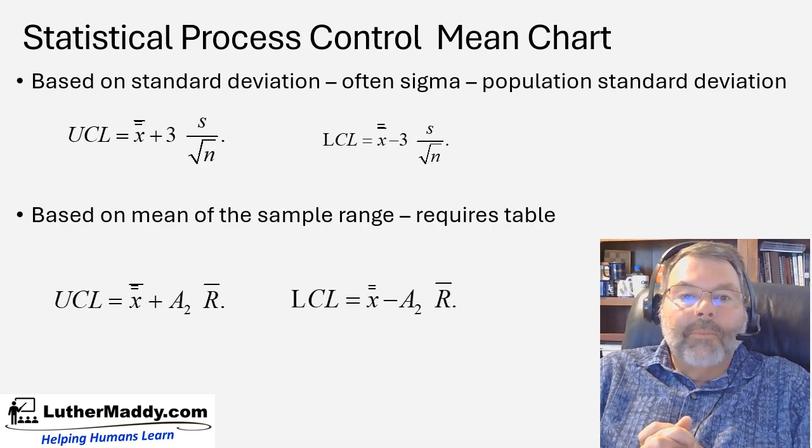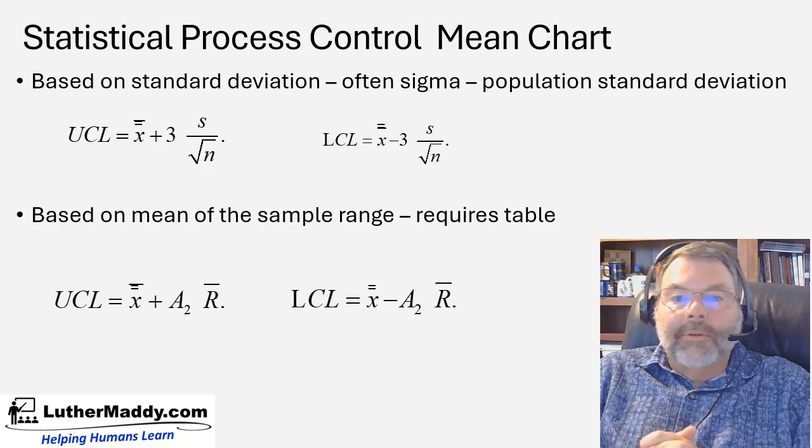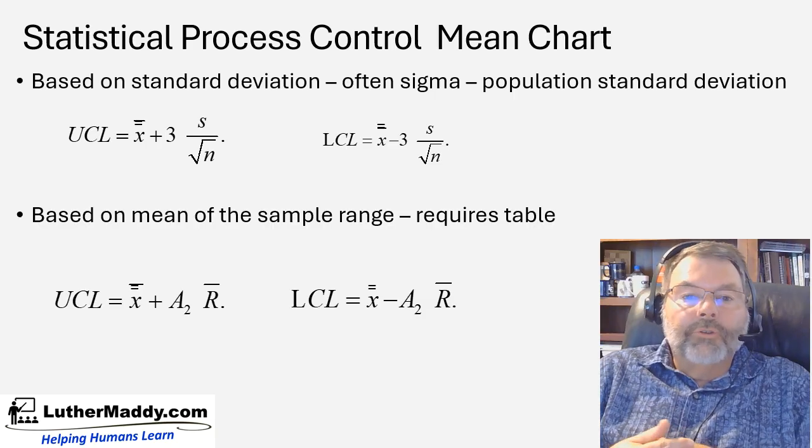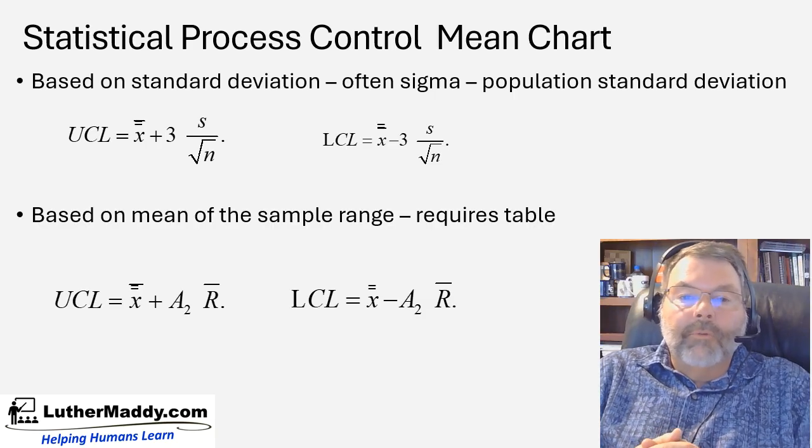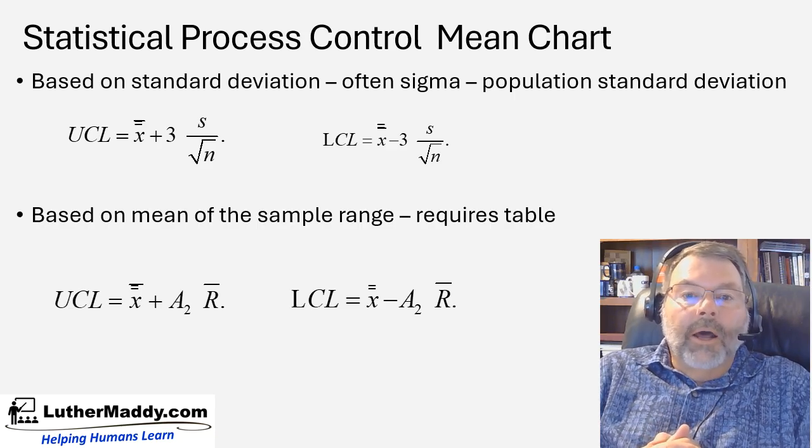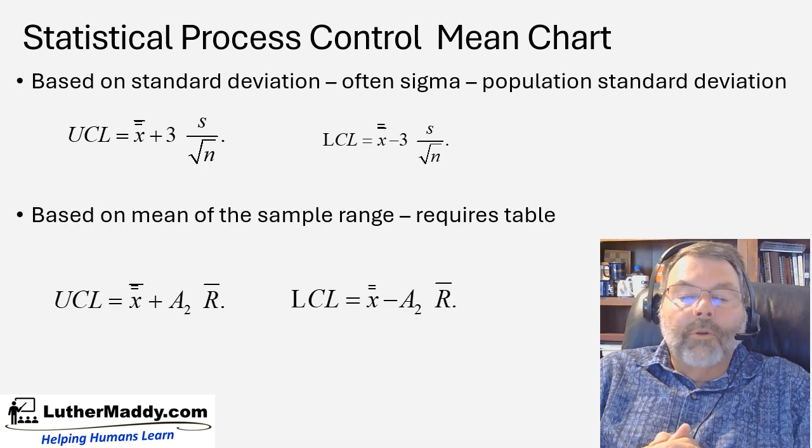And 3 represents the sigma, or the standard deviations from the mean that we're after. The textbook that I'm basing this on uses 3. That could be 2, it could be 4, it could be 5. If you're doing 6 sigma, then that would be 6. Multiplied by the standard deviation of the sample divided by the square root of n. Lower control limit, very similar formula. It is simply the grand mean minus 3 times the standard deviation divided by the square root of n.